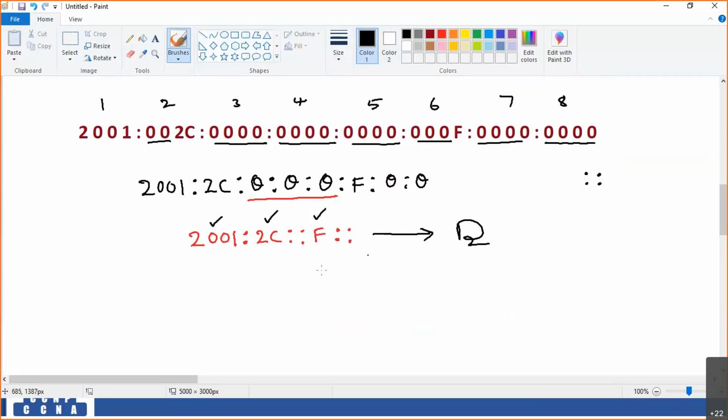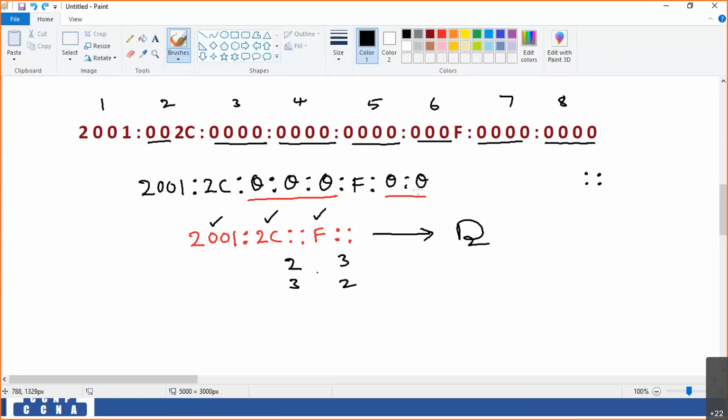We assigned double colons instead of those fields. But the point is, your machine will get confused because 5 fields are missing. Where are the 5 fields? They could be after 2C or after F. Your device may understand 2 fields here and 3 fields there, or 3 here and 2 there, or 5 here. The machine doesn't know exactly where the 5 fields of zeros are.